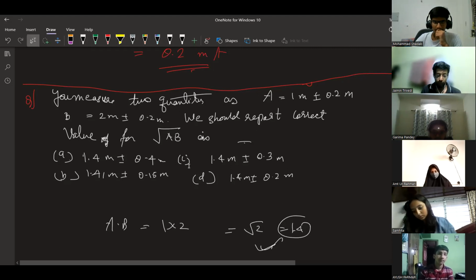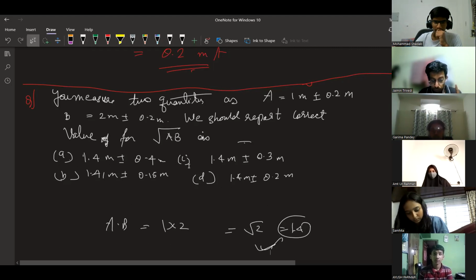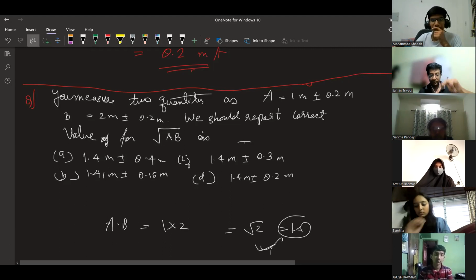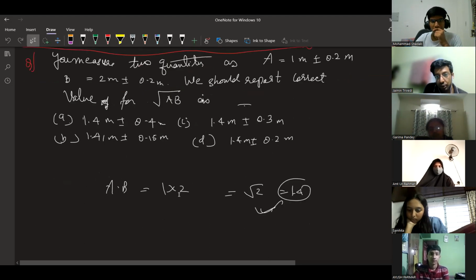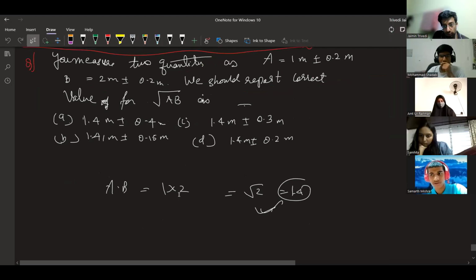Okay. Now see, one more thing, guys. Here we don't have an option like 1.41 with 0.2, because we have option B which is 1.41 and plus or minus 0.15. If we have two options like this, what I'm trying to say, wait, let me solve this and show. Those are incorrect, right? Because the value of root 2 is 1.428. Yeah, that we will check.